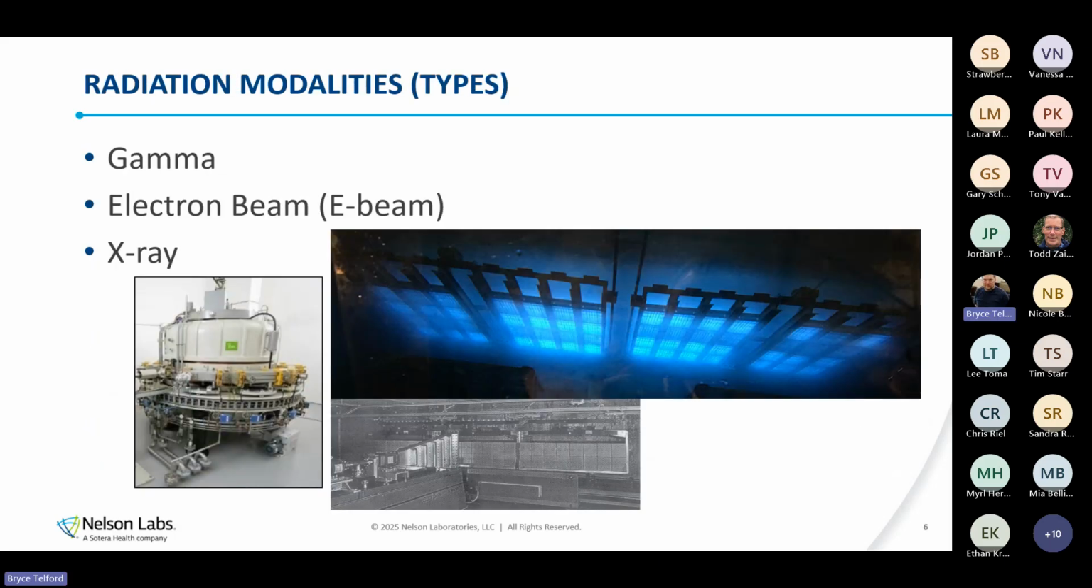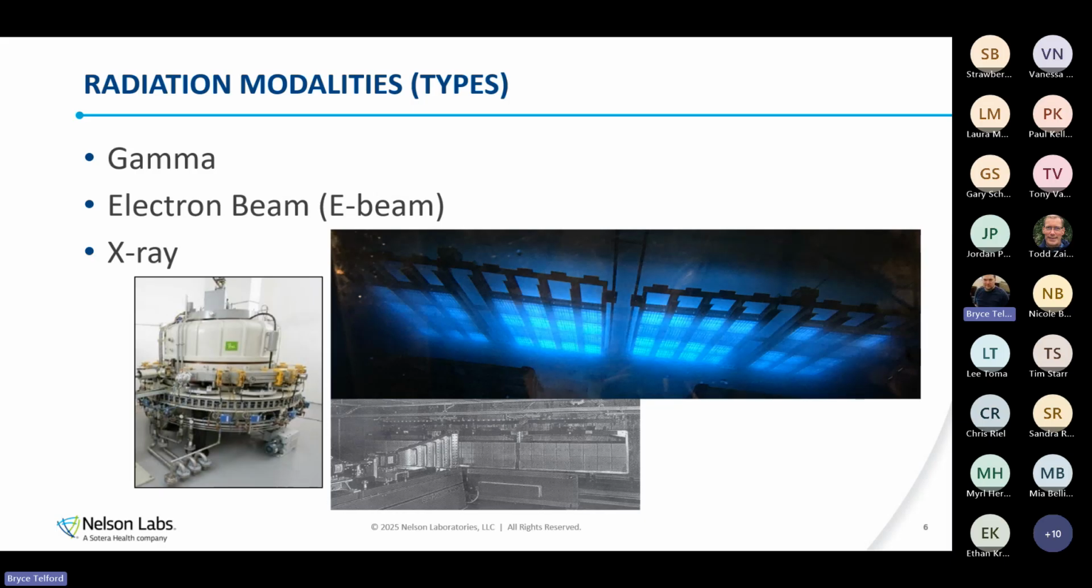So our radiation modalities, which is our types of radiation. When we talk about a sterilization modality, we're talking about the form of sterilization. So that would be gamma, E-beam, X-ray for radiation. If we're just talking sterilization modality in general, that's going to be your radiation, EO, steam, for example. So our three modalities for radiation are gamma, E-beam, and X-ray. Those are what you're going to see.